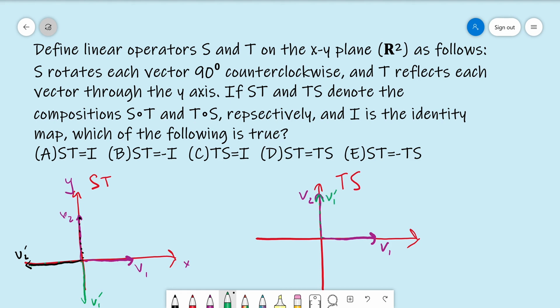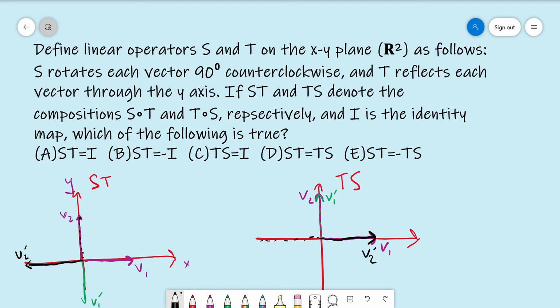Now V2, we're going to rotate it 90 degrees counterclockwise. That's going to be here. And then we're going to reflect it along the y-axis. So that's going to bring us into the positive x direction. So that's V2 prime. Alright, so what can we say about this?